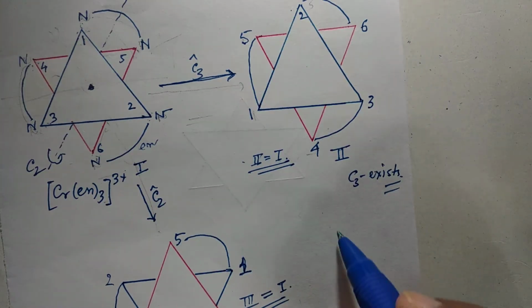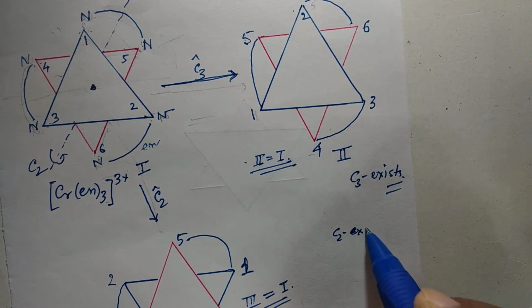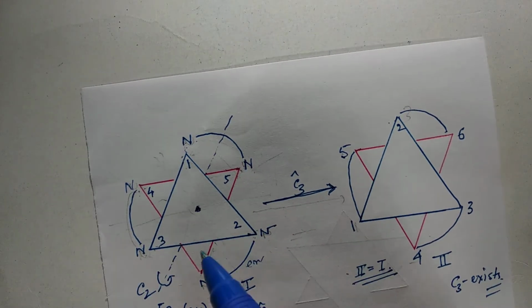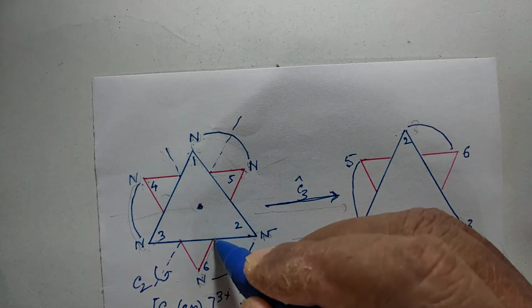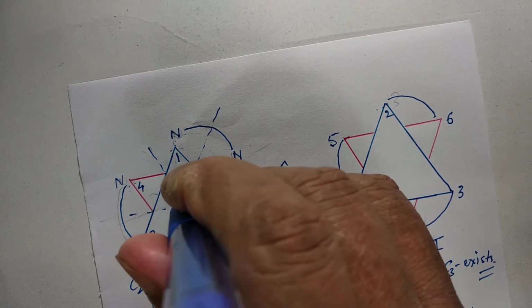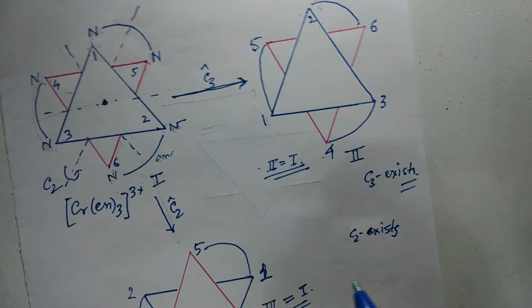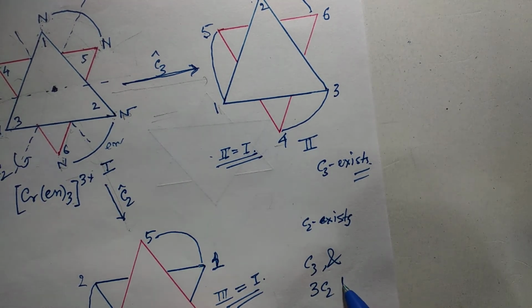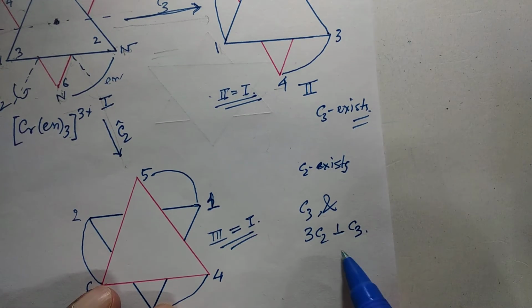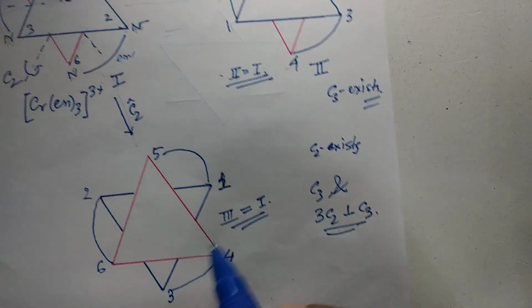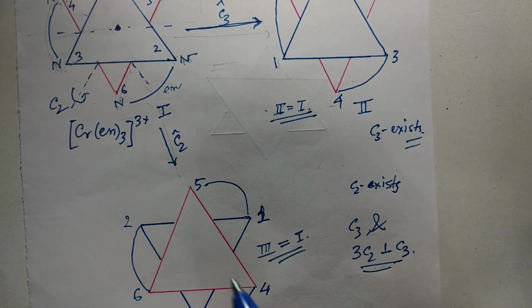So this C2 axis exists. C2 exists. And how many C2 axes are possible? One is like this, another will be like this, and another will be like this. All three will be perpendicular to the principal C3 axis. So we have C3 and 3 C2 axes perpendicular to C3. Therefore, the structure point group is of D3 type.